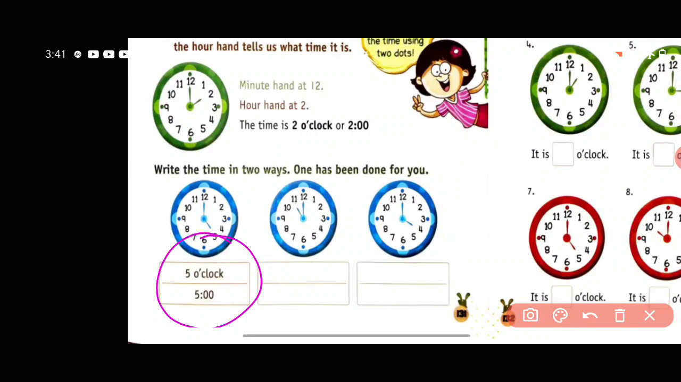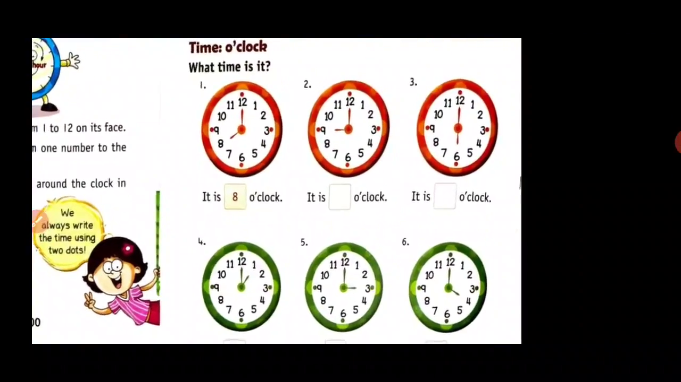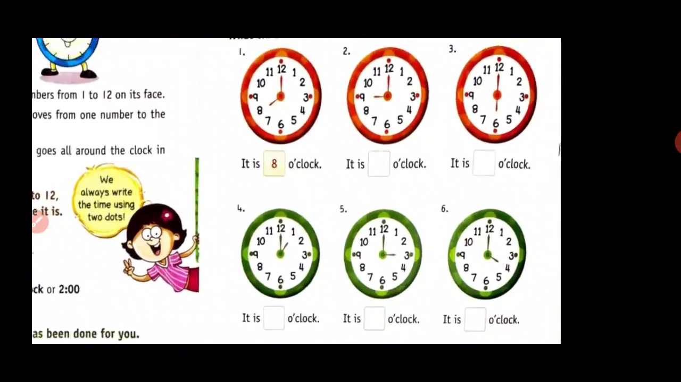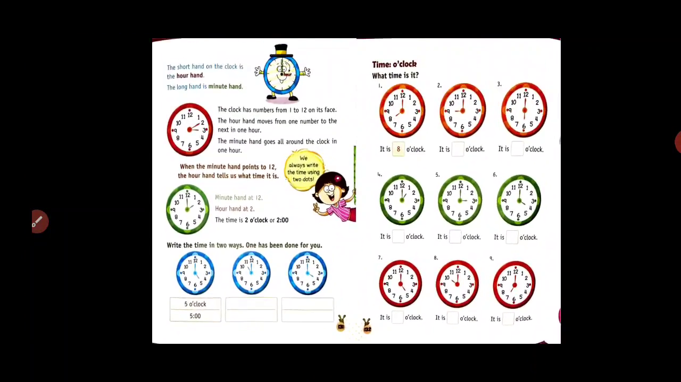Okay? Now, the next clock, short hand is at 11 and long hand is at 12. What is the time? 11 o'clock. Write down 11 over here. Then, next clock, short hand is at 4 and long hand is at 12. What is the time? 4 o'clock. Right? Children, similarly, you have to do all these times. You have to read the time and write down what is the time.